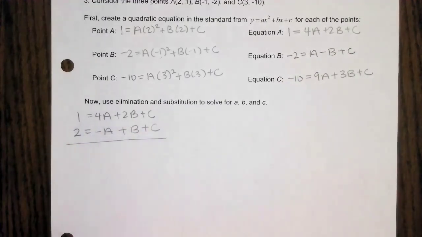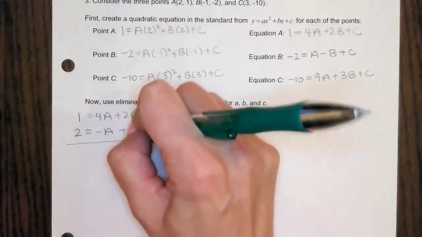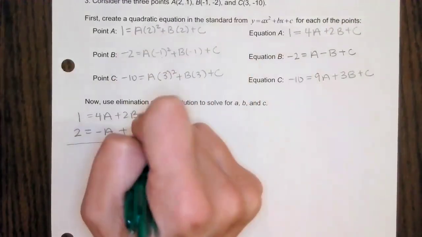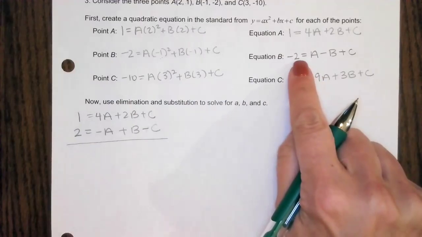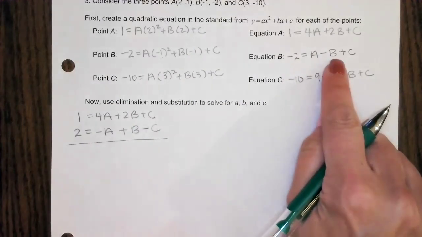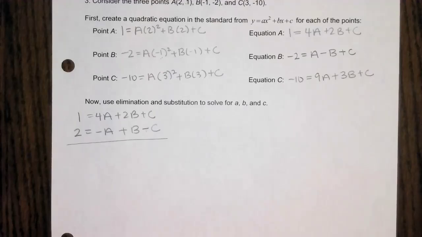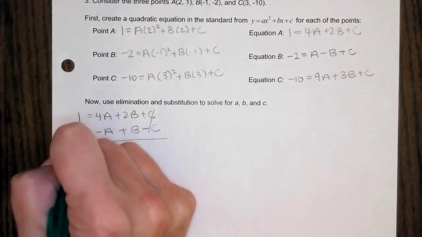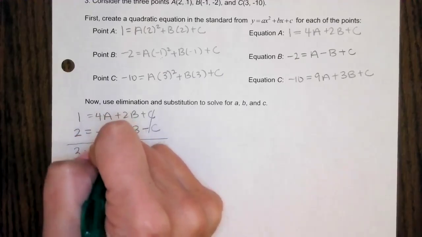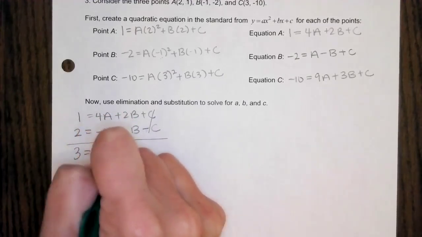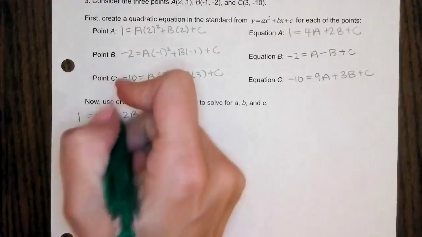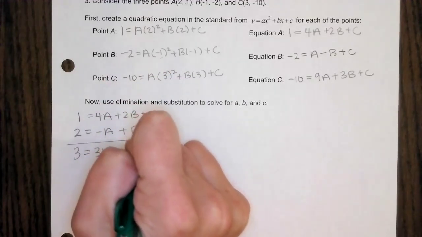Now I add my two equations together. Whoops, I forgot to change that last sign after saying that. So positive, negative, positive, negative. Now I'm ready to add. Those two cancel out. So 1 plus 2 is 3. 4a and -a gives me a 3a, and 2b plus b gives me 3b.